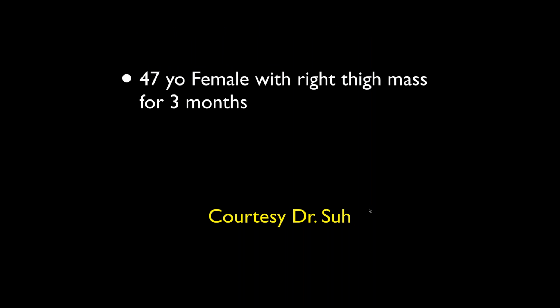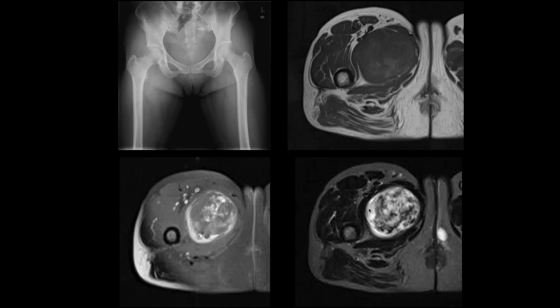Okay, Max? So we got a 43-year-old female with right thigh mass for 3 months. The first image is a plain radiograph demonstrating some increase of tissue density on the right thigh. And on the right image, it's a T1, there's a solid-appearing iso-intense mass deep to the adductor magnus muscle, and hyperintense structures in it.